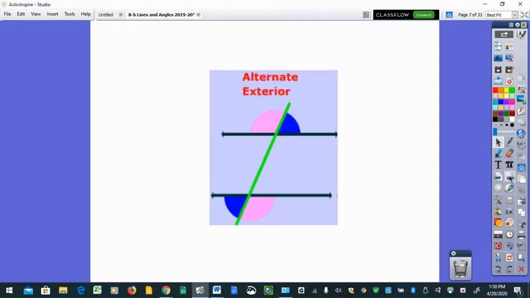Let's go on the outside, the exterior. You can see to the right of the transversal outside, look at the blue, and to the left of the transversal outside, you can see those two blue angles are a pair of alternate exterior angles, and they would have the same measure. Same thing with the two pink.